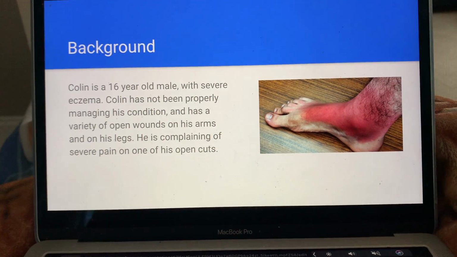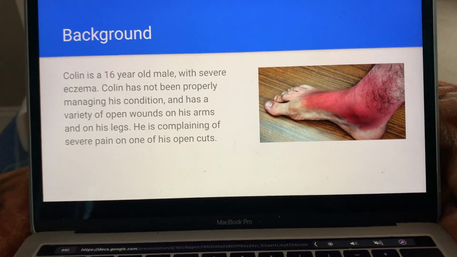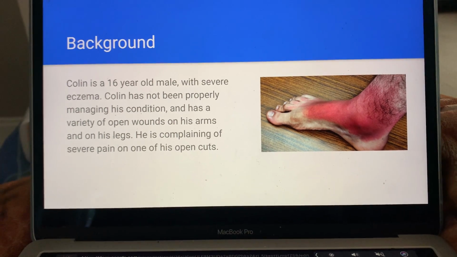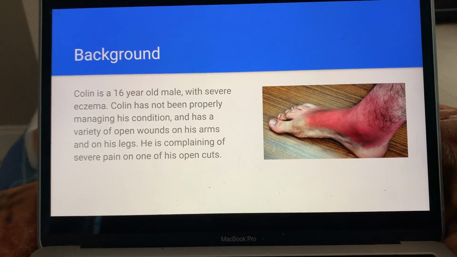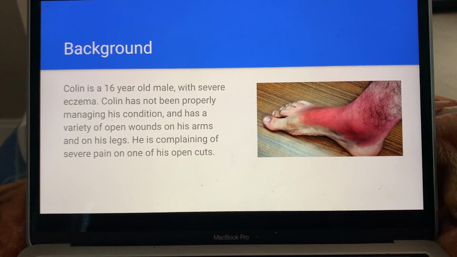So here's some background on Colin. He's a 16-year-old male with severe eczema. He has not been properly managing his condition. None of the creams he's been using has been working, so he has a variety of open wounds on his arms and on his legs. And he's complaining of severe pain on one of his cuts.